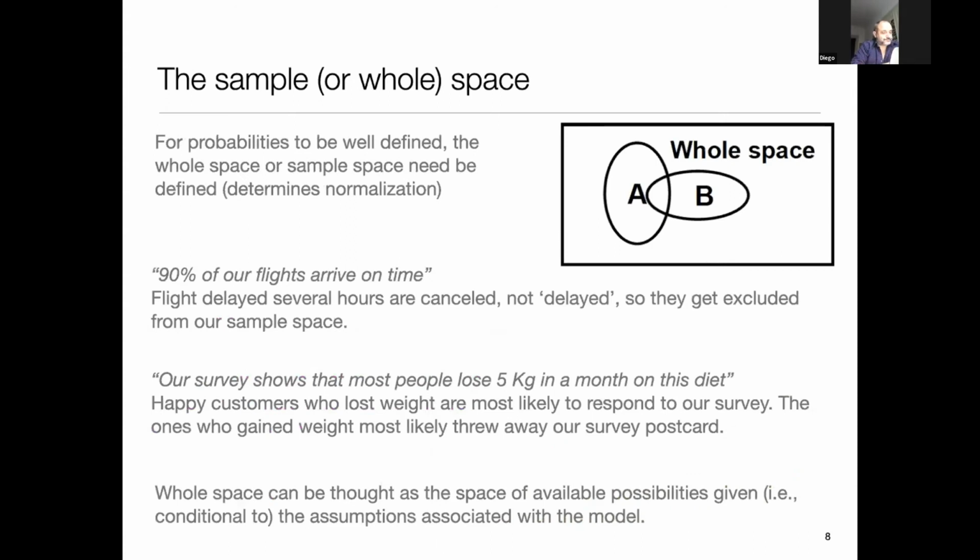So let's talk a little bit about an important concept, which is somewhat disregarded, and it's important because it can change the meaning of probability. And this is the so-called sample space. For any probability to be well defined, you need to define very well what the whole space is. So what is the set of all the possible outcomes of your statistical experiment?